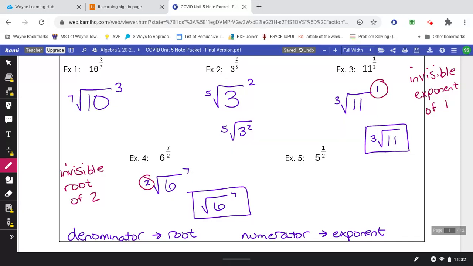Example number 5. You put your 5 on the inside. The 1 would go up at the top here. The 2 on the root here. But an invisible exponent of 1, you wouldn't have to write. And an invisible root of 2, you would not have to write. So you'll often just see that written as the square root of 5. No 1 needed and no 2 needed in front.